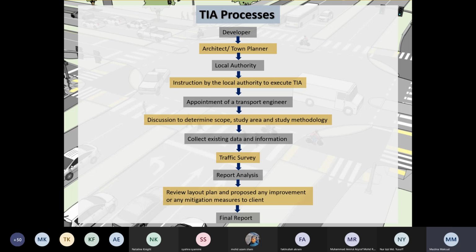And usually we will receive the kebenaran merancang layout. The layout usually we will get from the planners. And then from this layout, usually we can identify the impact of our development to the existing road network in future. And we will come out with the improvement or any mitigation measures to our client. And then we can form a traffic impact assessment report for our client.